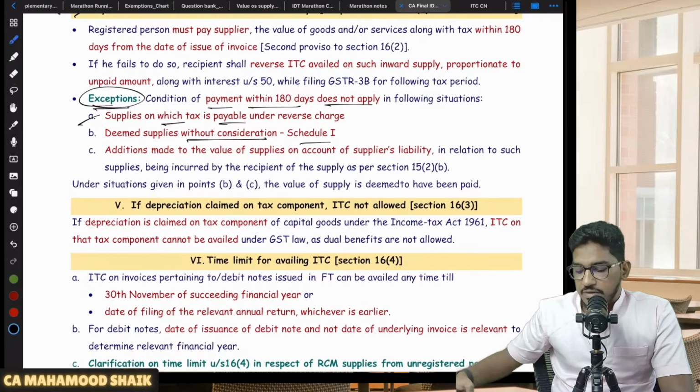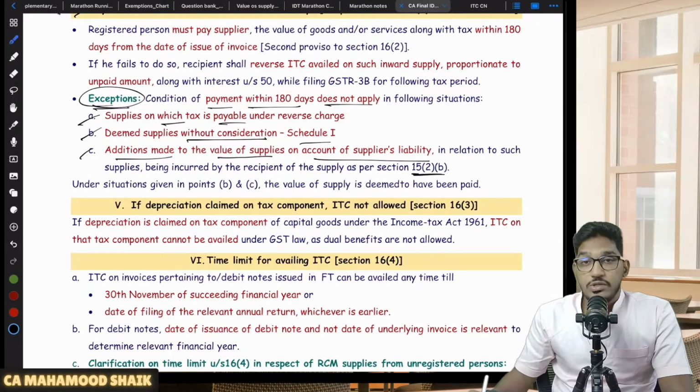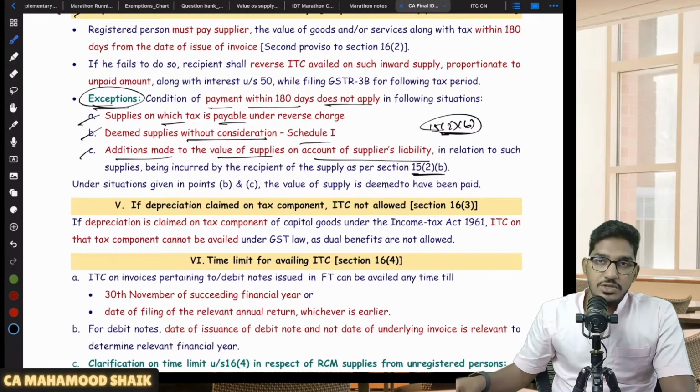One more case where the payment within 180 days will not become applicable is additions made to the value of the supplies on account of supplier's liability as per Section 15 subsection 2 clause B. Whatever addition you have done to the value under 15(2)(b), for that addition, payment within 180 days will not become applicable. Sir, what is that addition we have made to the value under 15(2)(b)?